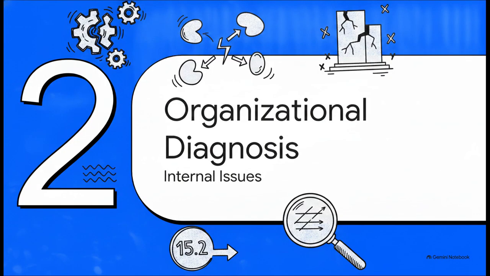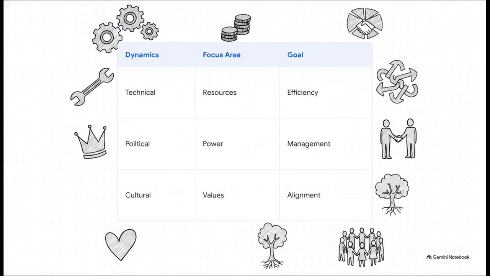Moving right along to Section 15.2, Organizational Diagnosis. So, what happens when that rhythm breaks down? We have to know how to diagnose an organization when its integrated functions begin to fail. Tichy's network model is a fantastic diagnostic framework for this because it separates the organization into technical, political, and cultural dynamics. If your NGO is failing to meet its goals, you have to ask yourself, is it a technical problem with resources? Is it a political issue regarding dominant stakeholder groups and power struggles? Or is it maybe a cultural clash where the organization's deep-rooted values just don't match the intended change? You have to pinpoint the exact nature of the dysfunction.